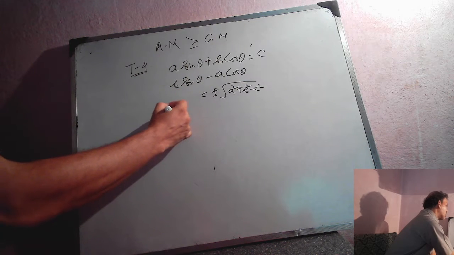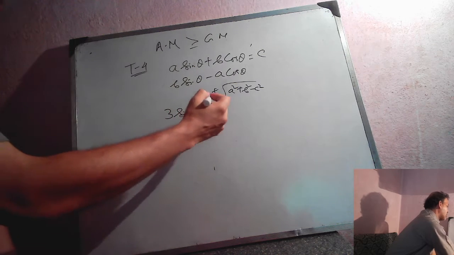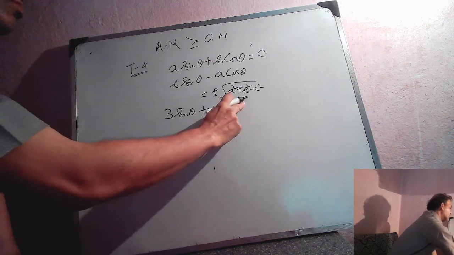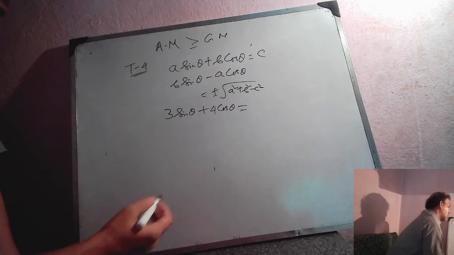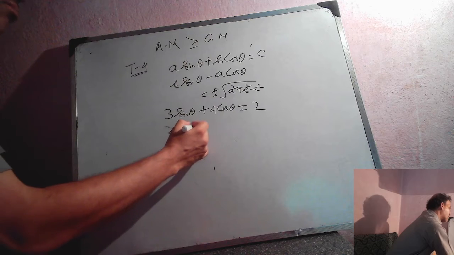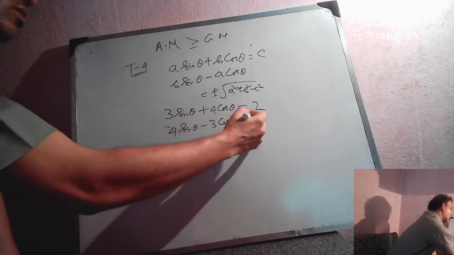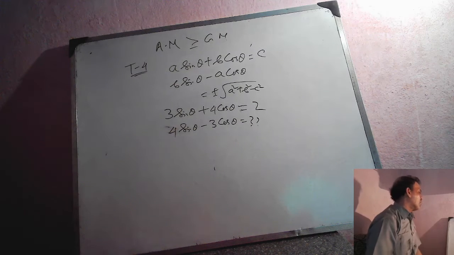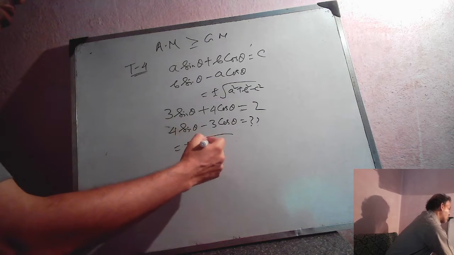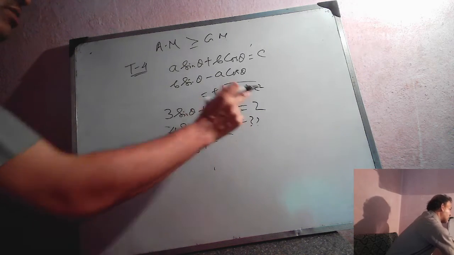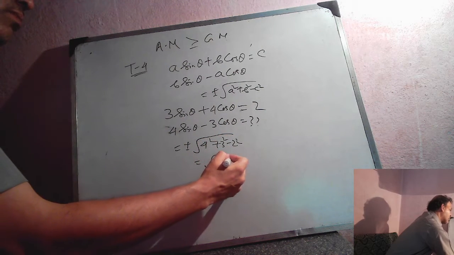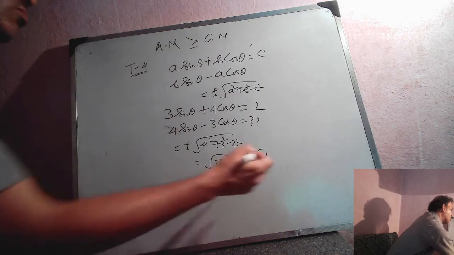Suppose we are given 3 sin theta plus 4 cos theta equals 2. What will be the value of 4 sin theta minus 3 cos theta? By applying this, we can easily write: a is 3, b is 4, so 3 square plus 4 square minus 2 square, which is 25 minus 4, so plus or minus root 21.